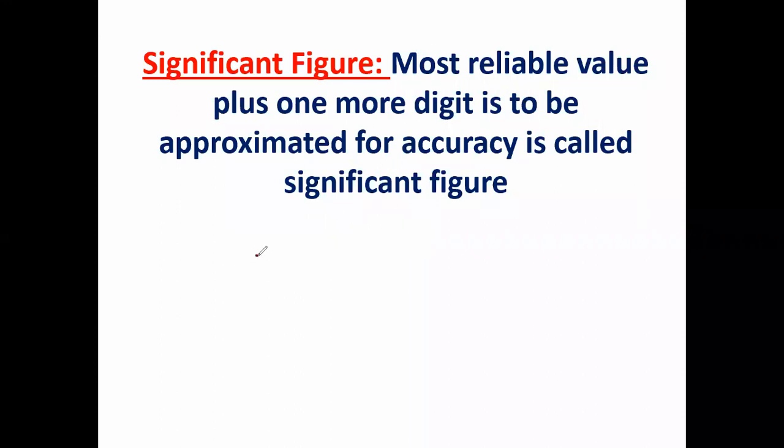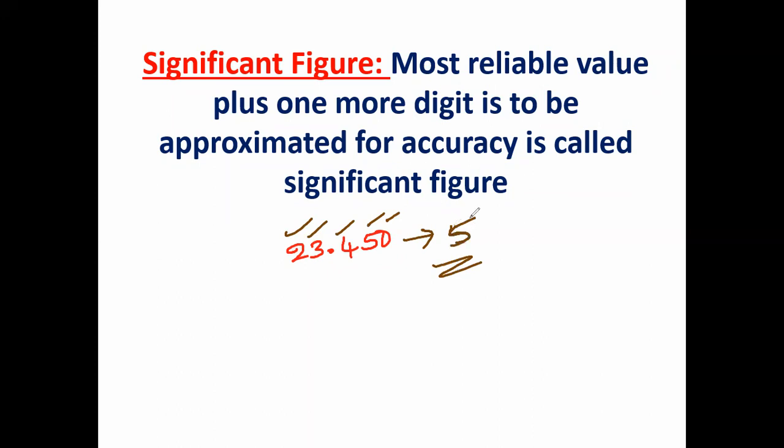If we take 2.2004, the number of significant figures is 1, 2, 3, 4, 5. Total number of significant figures is 5. Or if I take 23.450, this 0 is on the right side of the non-zeros, so it is valid. It is counted. The number of significant figures is 1, 2, 3, 4, 5. Total 5 significant figures. If the 0 is on the right side of the non-zeros, it is counted.